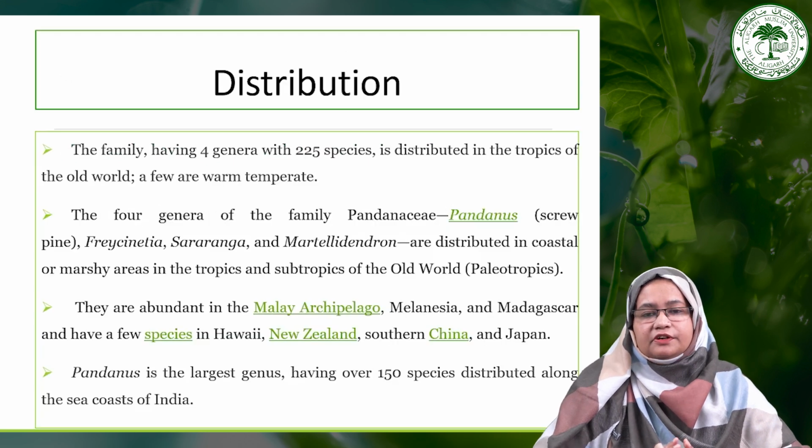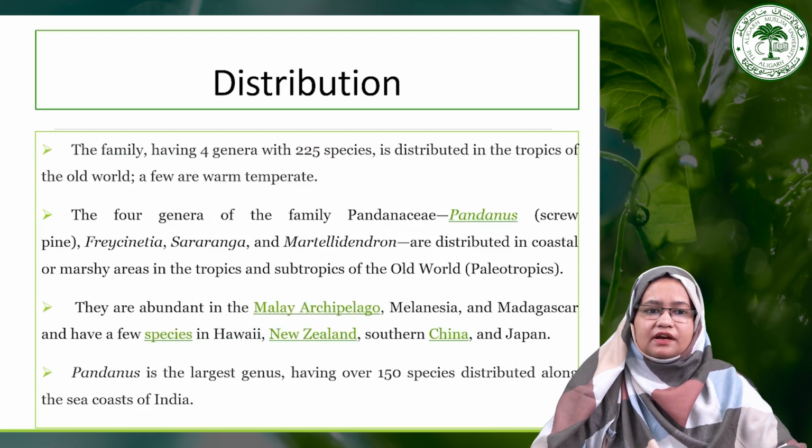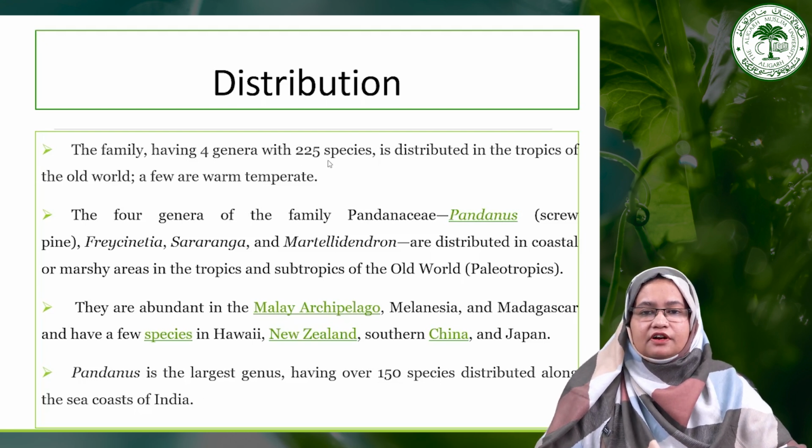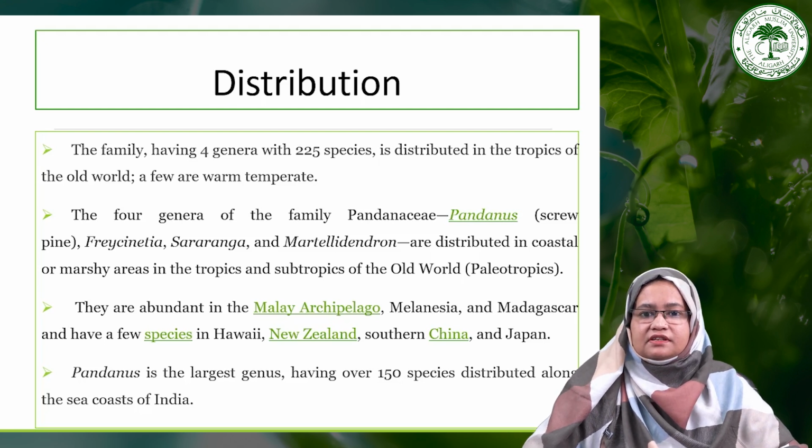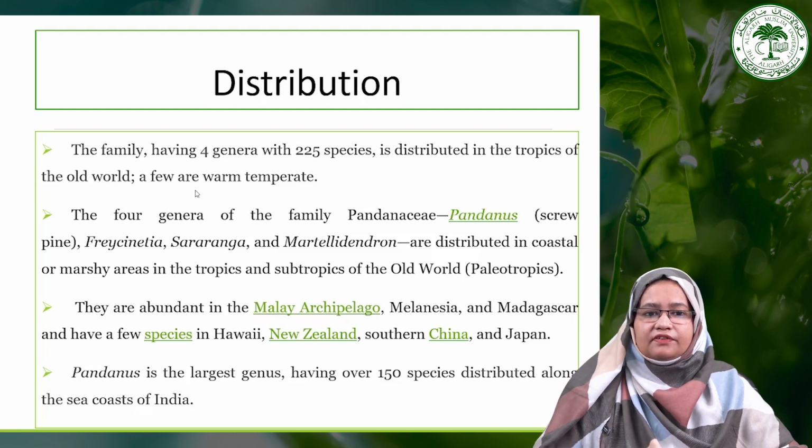Now moving towards the distribution of this particular family. This family has 4 genera with about 225 species. It is distributed mainly in the tropics of the Old World, and a few are in warm temperate regions. The 4 main genera of this family are Pandanus, also called screw pine, followed by Freycinetia, Sararanga, and Martellidendron.